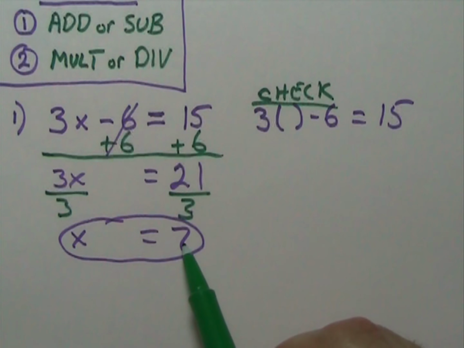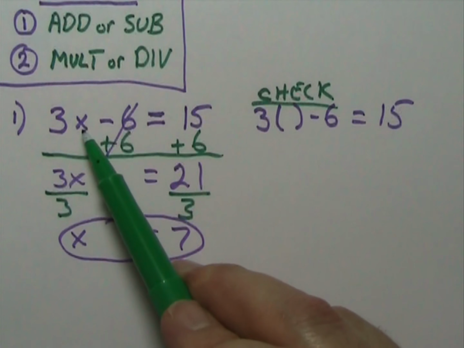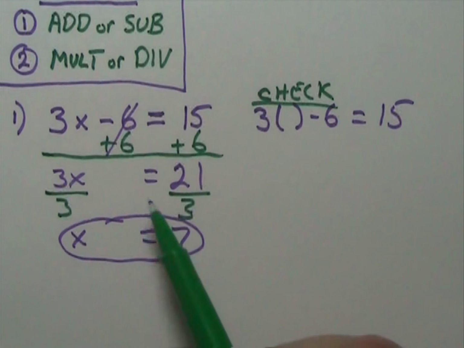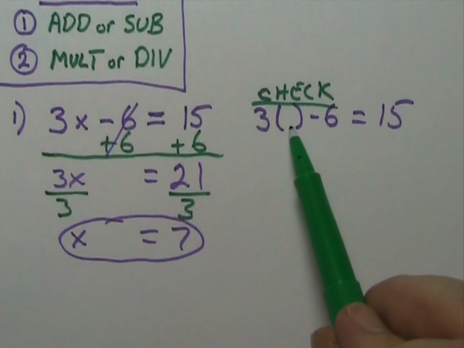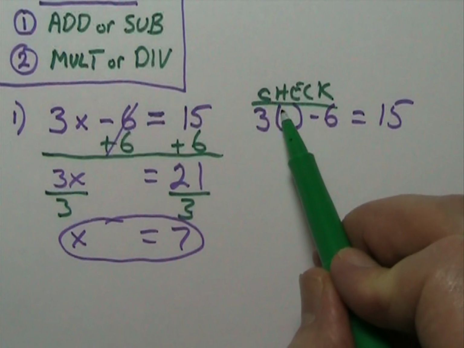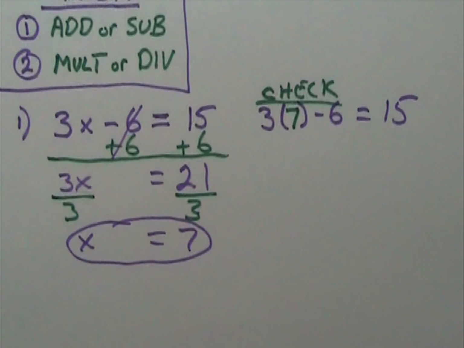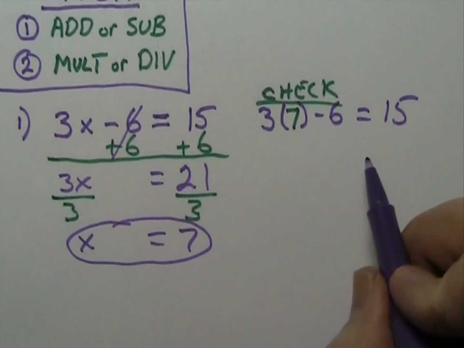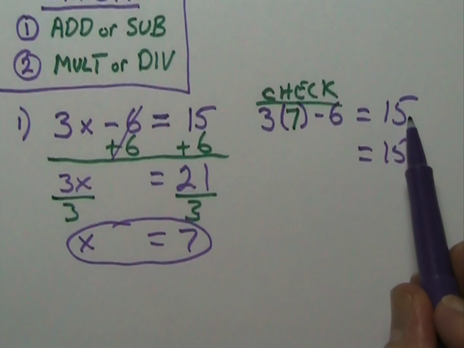Let's see if our answer is correct. Is 7 the correct answer? We got this answer 7, but is it correct? What I'm going to do is take the 7, plug it right back in there for that x. But I'm going to do that over here. So I'll rewrite the same problem over, but put 7 in there for x. And now we're going to see, does the left side equal the right side? In other words, does this equal 15?